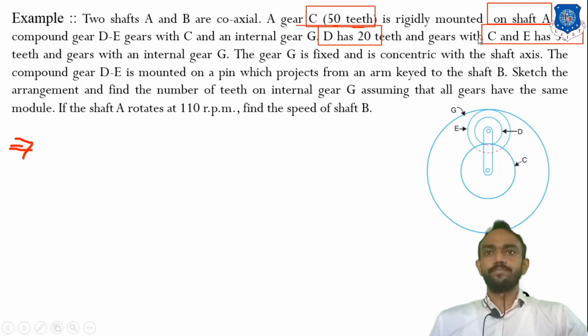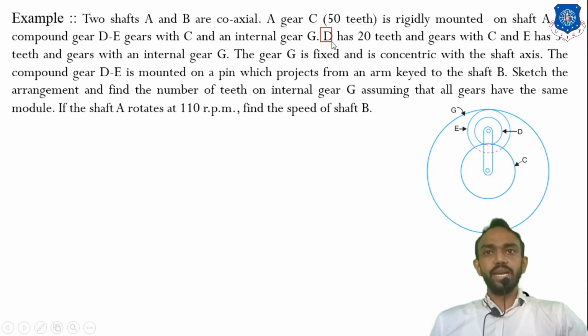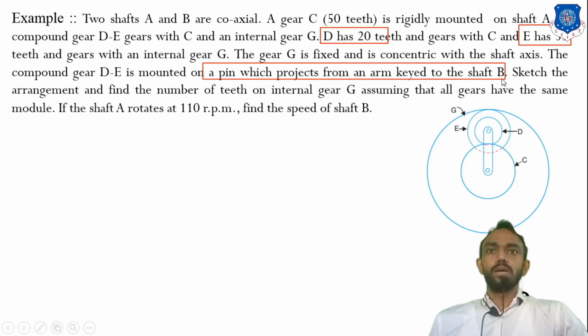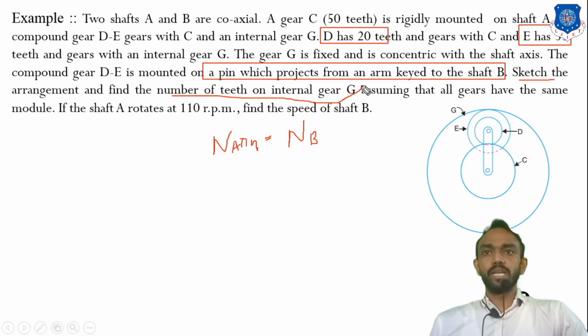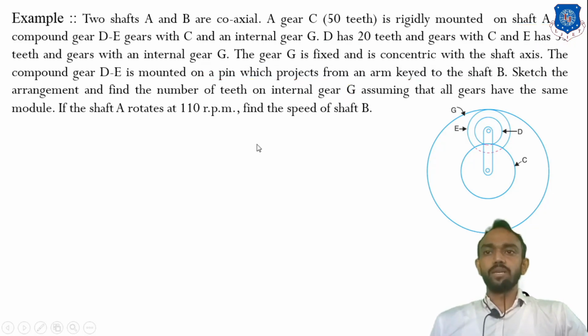Sorry, gear D has 20 teeth and gears with C. E has 35 teeth and gears with G. Gear G is fixed, concentric with the shaft axis, and the compound gear DE is mounted on a pin which is projected from the arm keyed to shaft B. Remember what this means: the RPM of the arm is equal to the RPM of shaft B. Sketch the arrangement and find the number of teeth of G. Let's start the example and write down the given data.